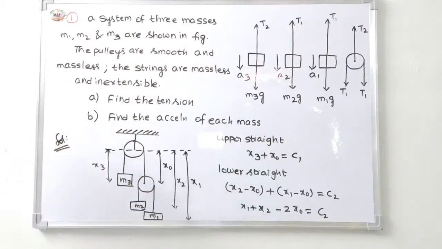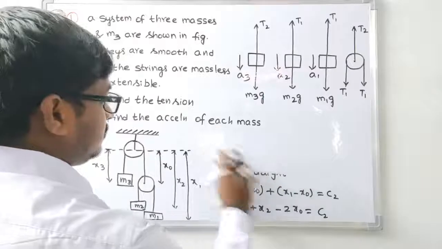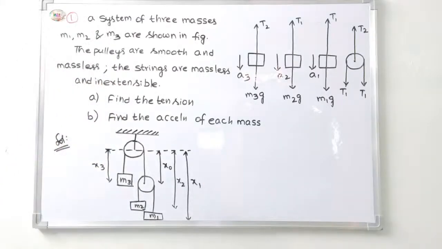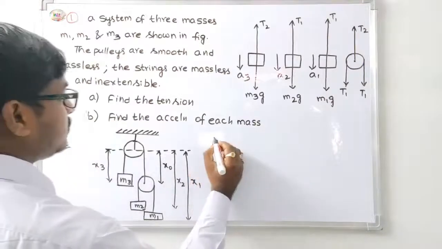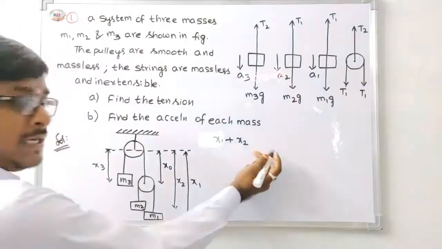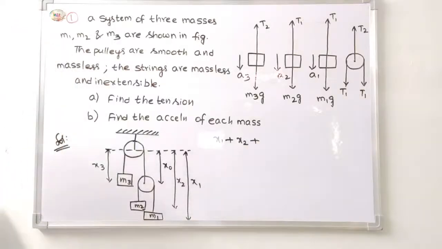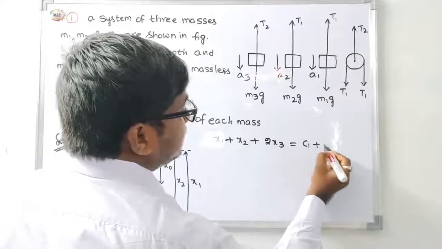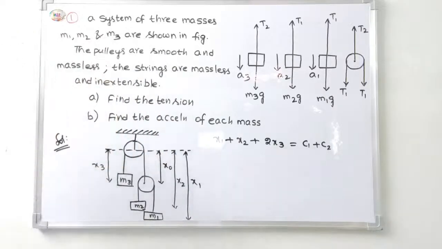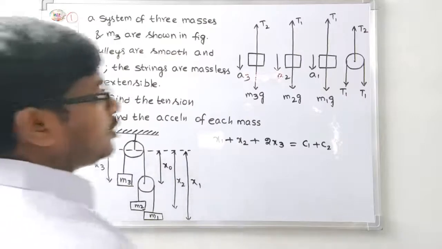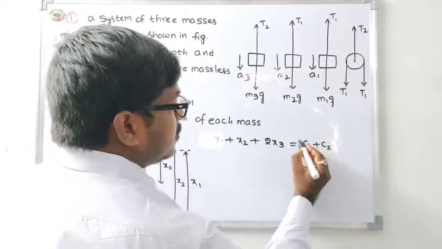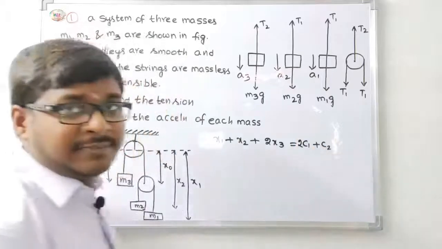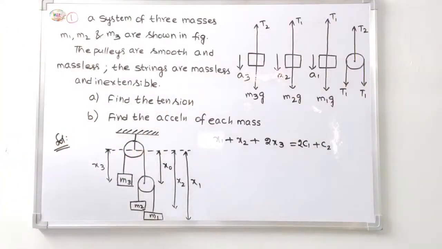Then it is written as x1 plus x2 plus 2 into x3 is equal to 2c1 plus c2. This is totally a constant.